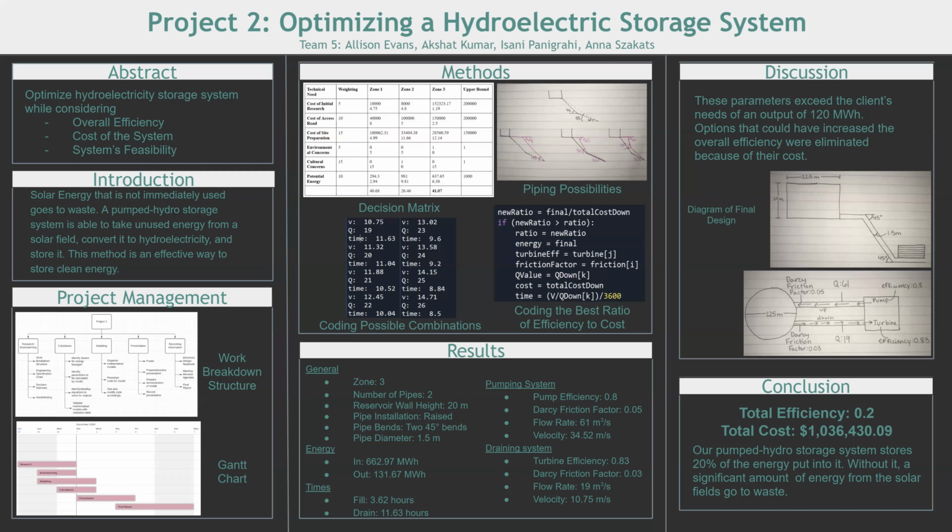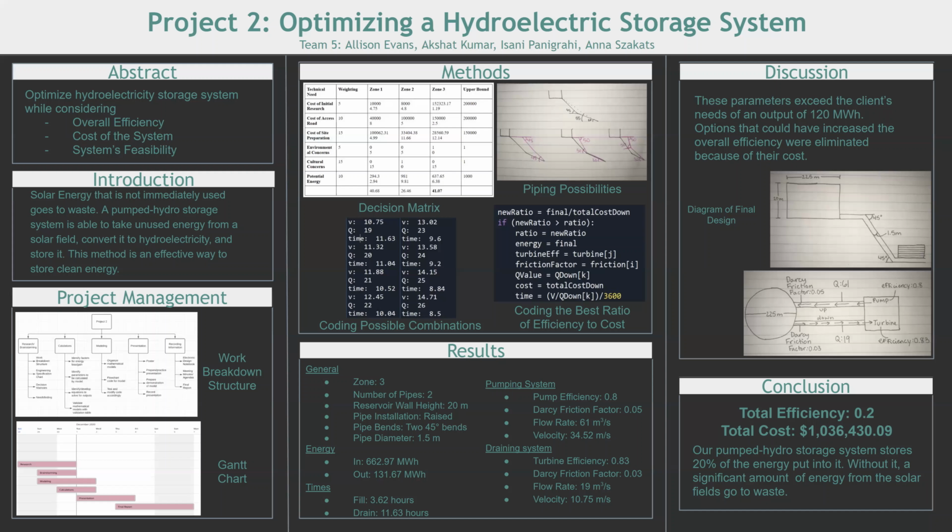Another decision matrix was made to determine the necessary height for the reservoir wall. Each possible height was considered, along with the amount of mass each wall could store, their corresponding potential energy, and the cost. The team decided to make the wall 20 meters high due to its ability to store the most potential energy.